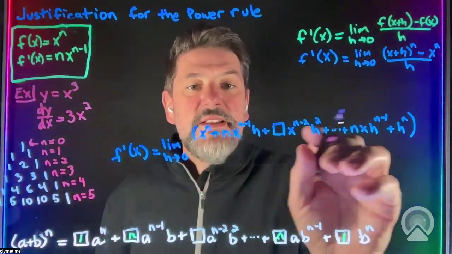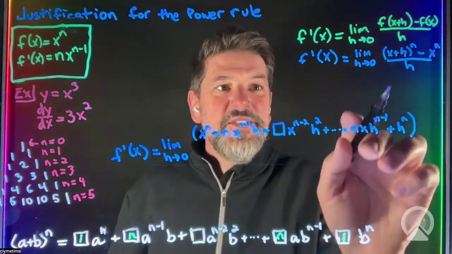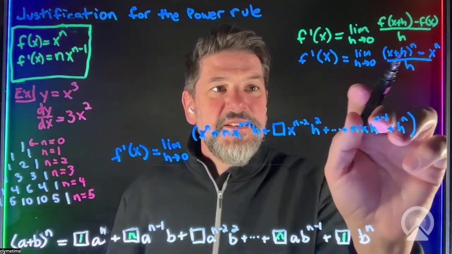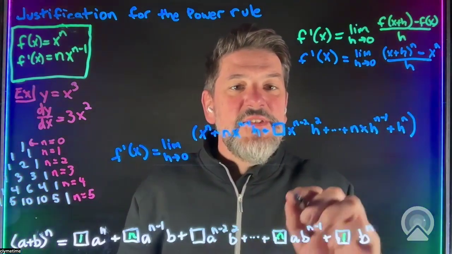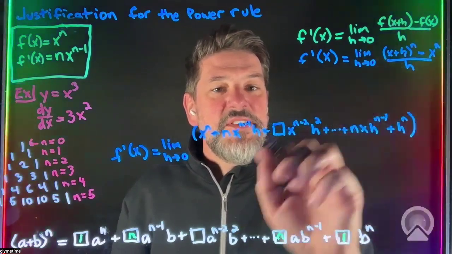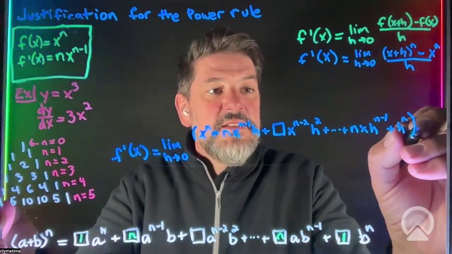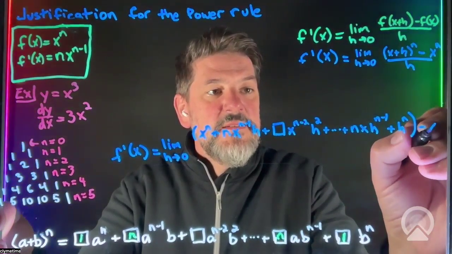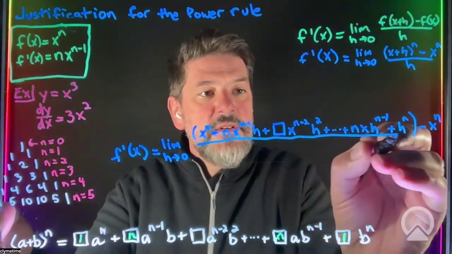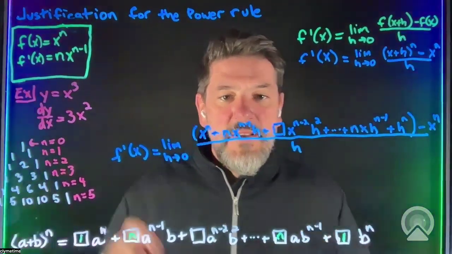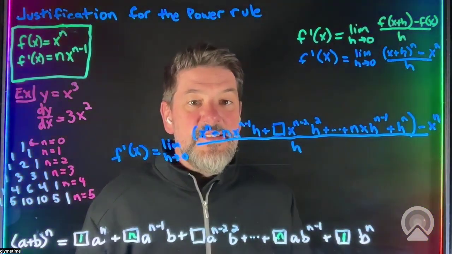Okay, and what that represents, this big, long, expanded version of x plus h to the n, represents the first part in the definition of derivative. So the first part is x plus h to the n, and it's expanded out using the binomial theorem. And so then minus, I still have x to the n, and then all over h.